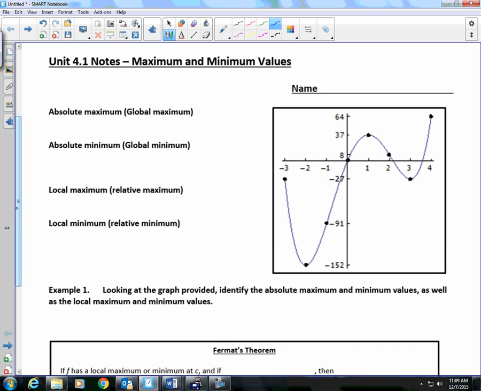So absolute maximum and global maximum. We will use the term absolute maximum. And on this graph, an absolute maximum refers to the highest y value, range value, that the graph achieves. What is the largest y value that this graph achieves? So 64, and that happens at an x value of 4. What is the absolute minimum? Negative 152, and that happens at an x value of negative 1.